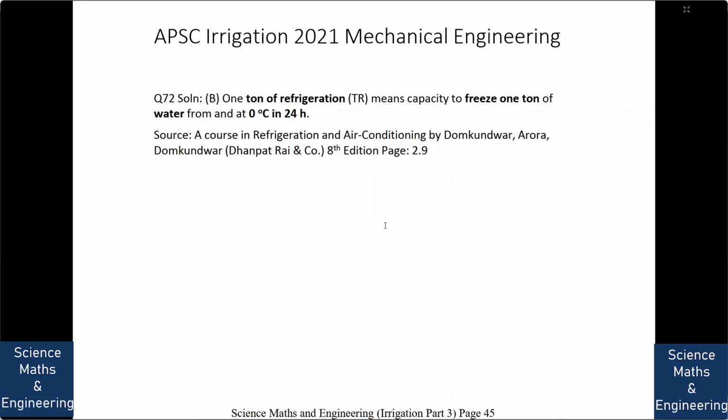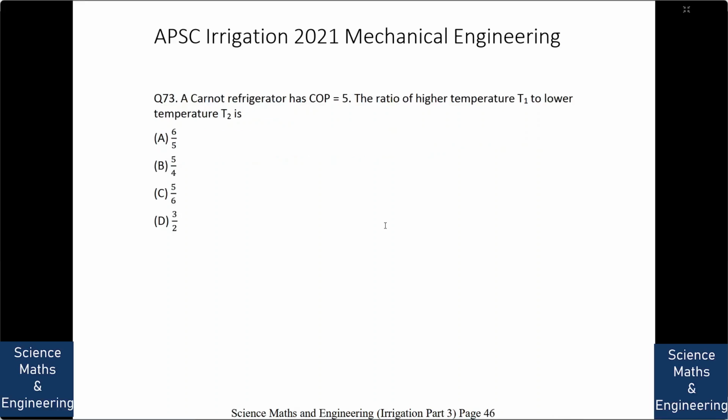1 ton of refrigeration, TR, means capacity to freeze 1 ton of water from and at 0 degree centigrade in 24 hours. So the water would be there at 0 degree centigrade, and it has to freeze it into ice within 24 hours. That much is 1 ton of refrigeration. Okay. So if you have any more doubt, you can follow the source. So we'll go to the next question.